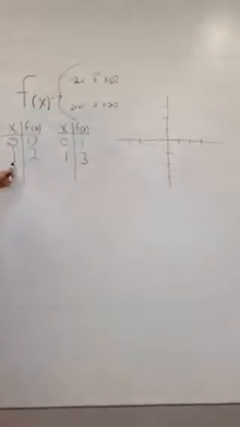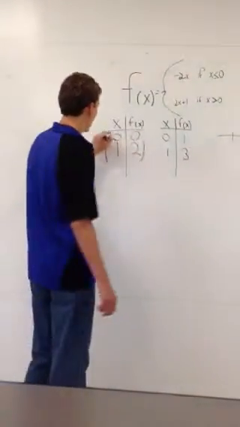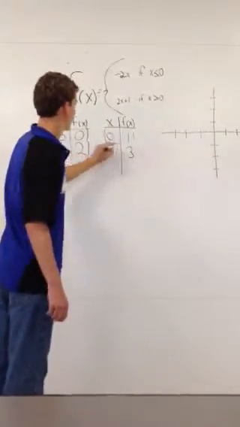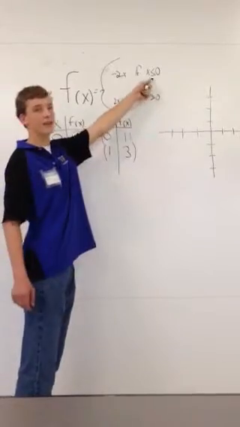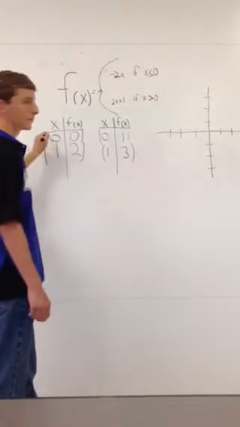So now, we got our ordered pairs. These are each ordered pairs. And since this is less than or equal to, this gets a filled-in circle.